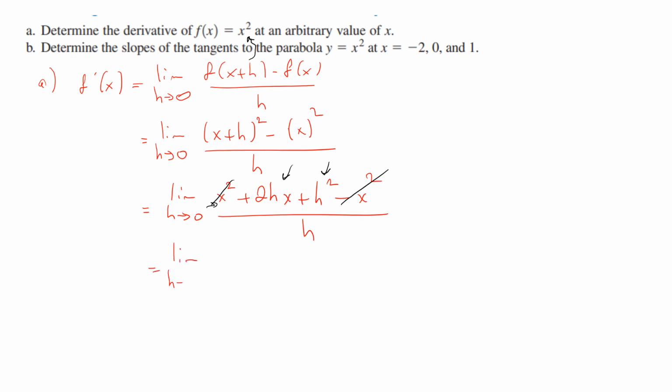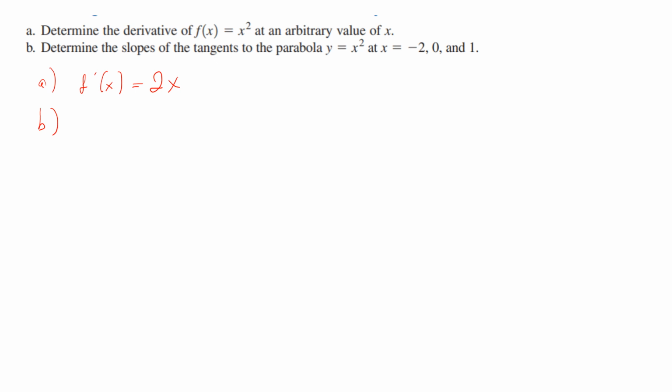So I'm going to say limit as h approaches 0 again. Take h out, and you're going to have 2x plus h left inside, all over h. I can cancel these out, plug 0 back into the h value, and you will end up with 2x. So that will be your answer for an arbitrary value of x.